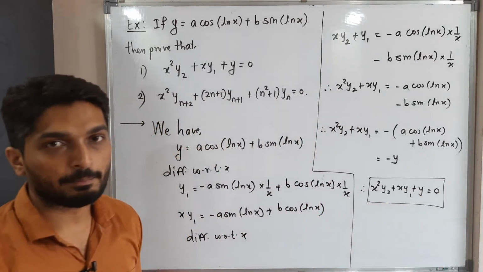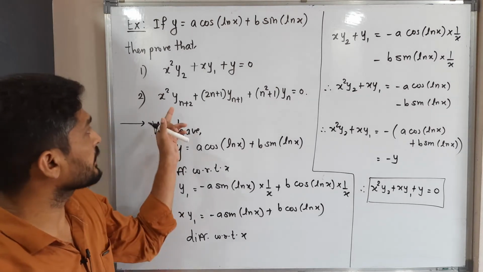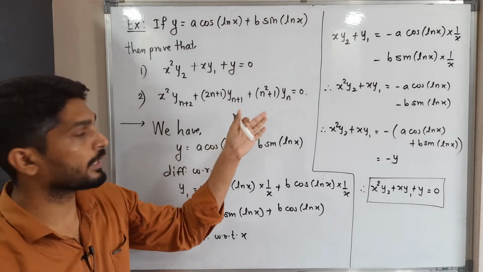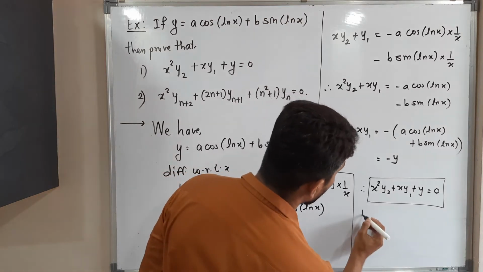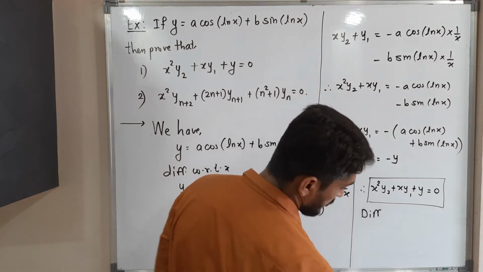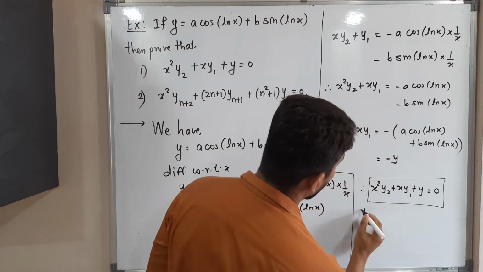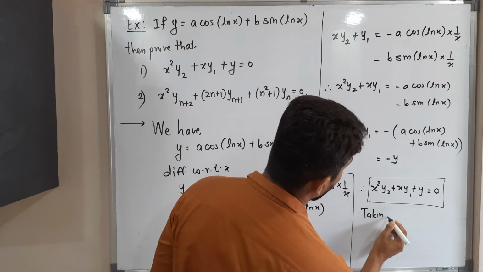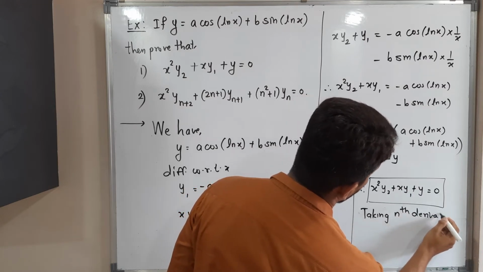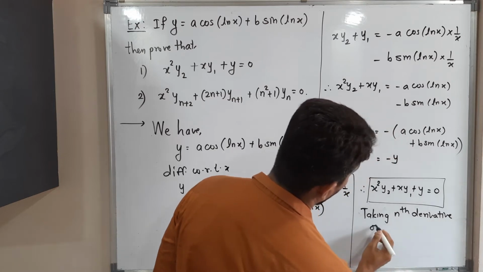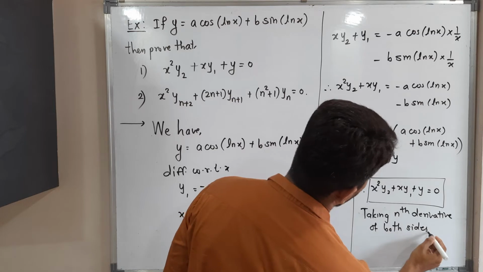We should go for the second part. To prove the second part, I should find the nth derivative. As you can see here, y n plus 2, y n plus 1. So everywhere we have got n. So I should go for the nth derivative. I will simply mention: taking nth derivative of both sides.